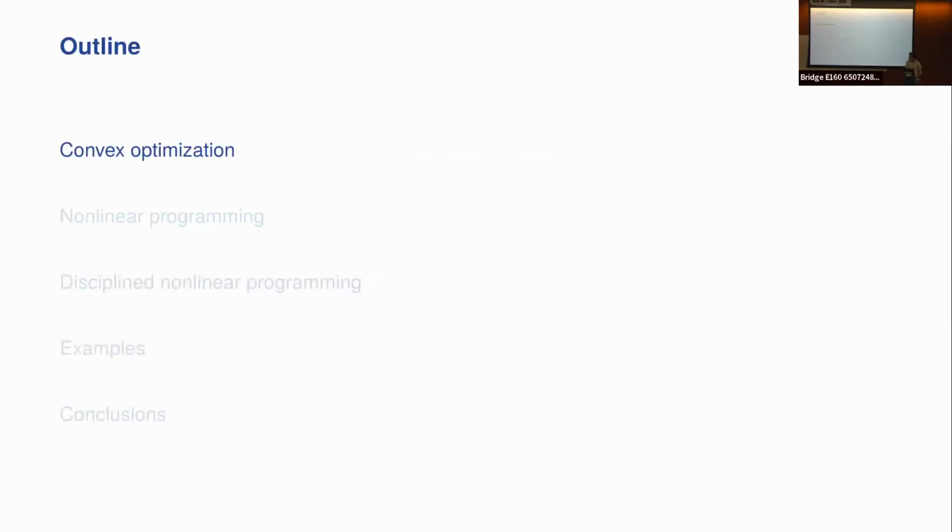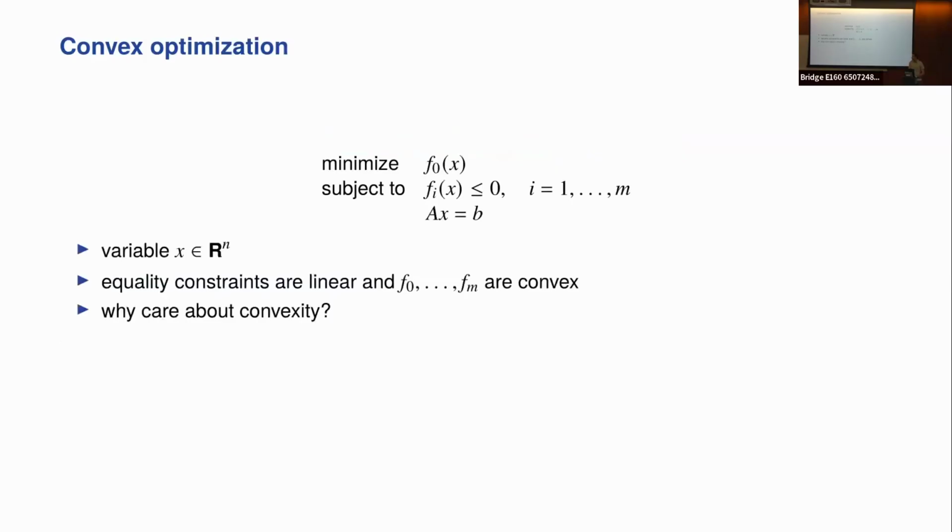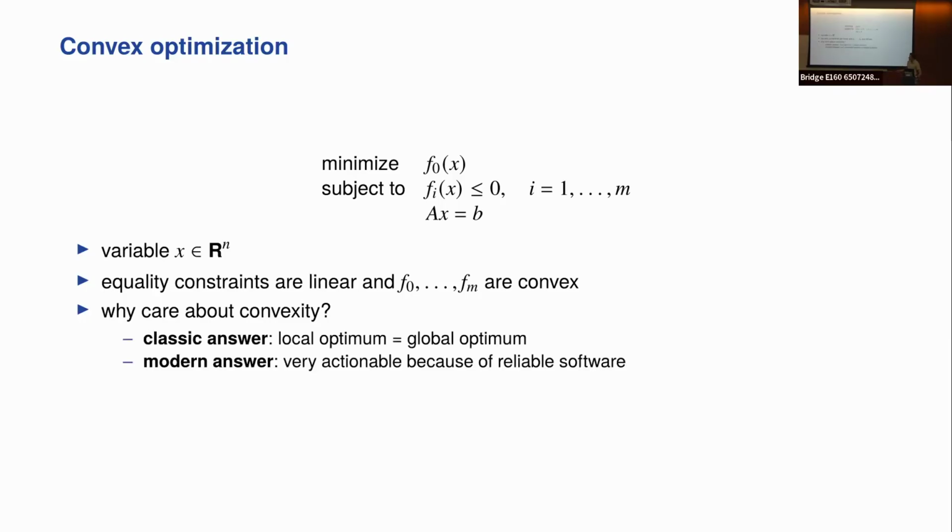But before we talk about that, I want to say a few words about convex optimization. So here we have a generic convex optimization problem, and I think it's useful to sometimes take a step back and ask, why do we care about convexity? Well, the classic academic answer is that convexity is great because, for any convex problem, a local solution is also a global solution. But there's also another more modern and pragmatic answer, namely that convex optimization is great because we have very reliable software tools, which makes convex optimization actionable.